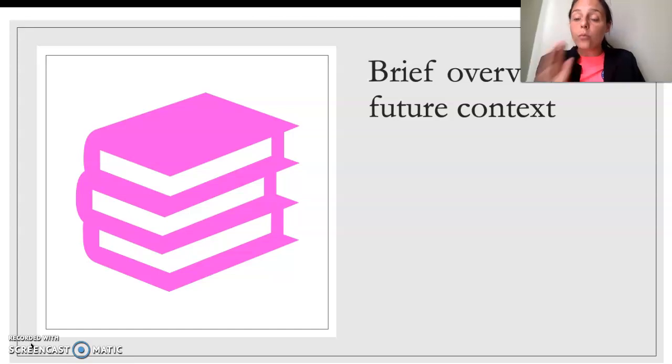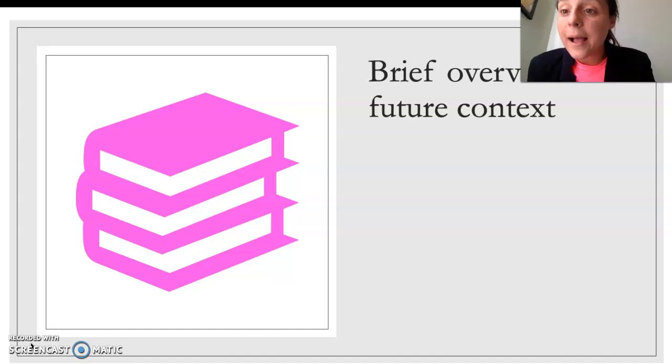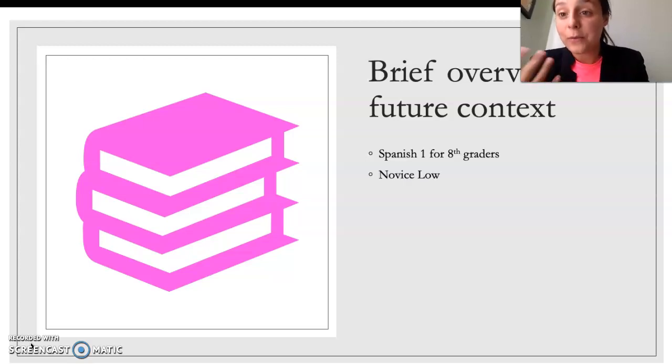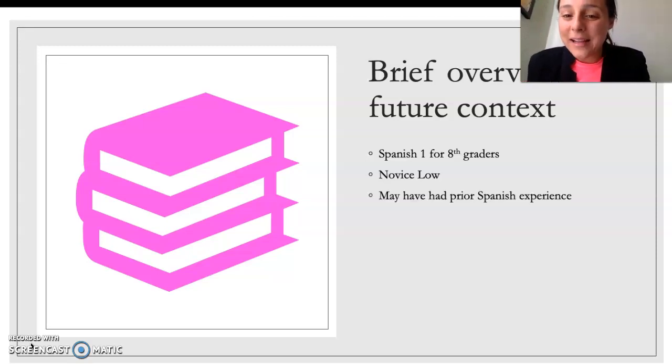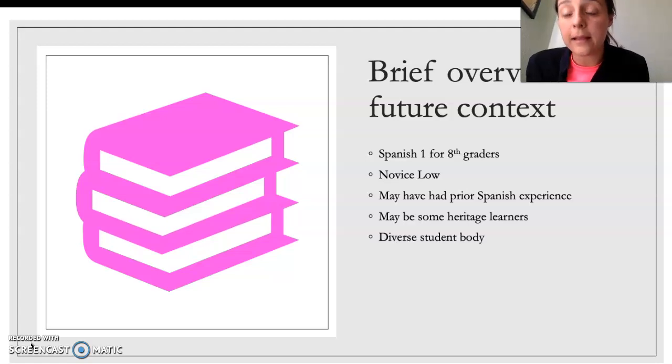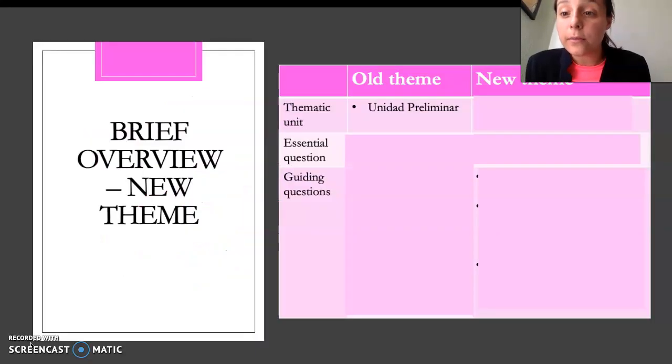As many of you know, right now I work in a Spanish immersion school in the special education department, but I'm thinking in the future. In the future, I'm hoping to have Spanish 1 for 8th graders. So this unit was designed for my future L2 self with novice low learners in mind. Some may have had prior Spanish experience, depending on what schools they're coming from, but they're still in my Spanish 1 class. Some may be heritage learners, and it would be a diverse student body because I would be teaching this 8th grade course in Minneapolis. Let's move along to the redesign.